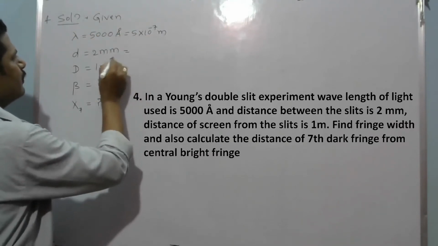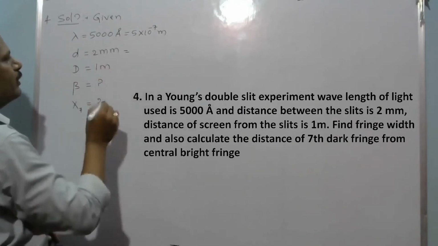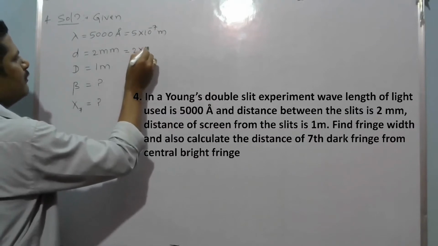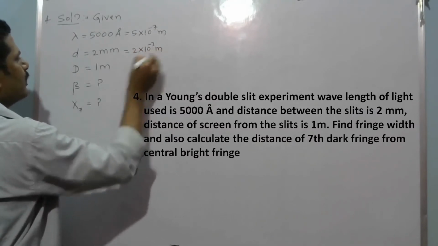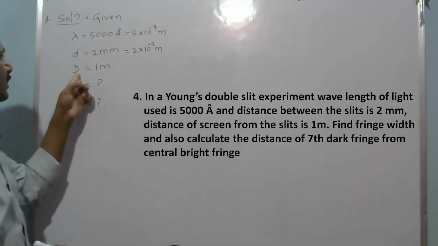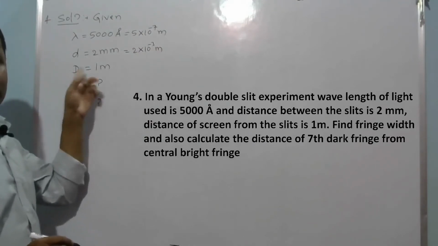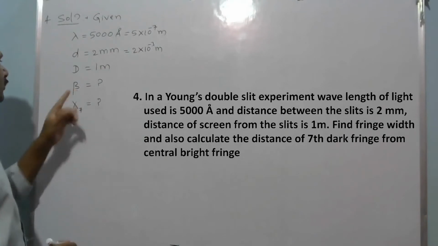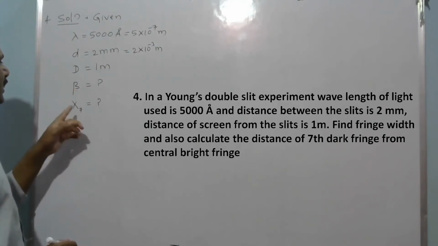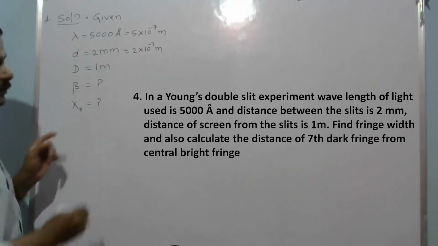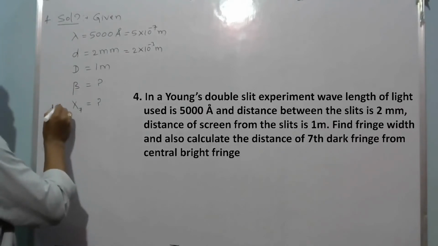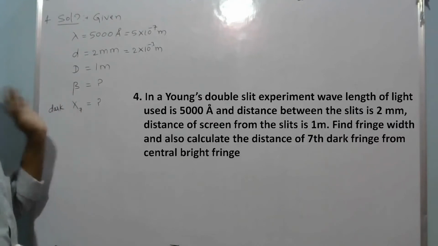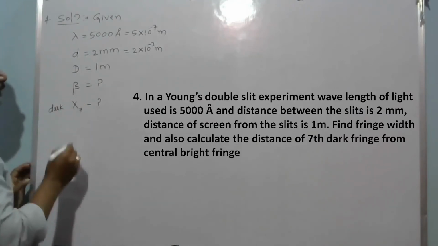Now here you can see distance between the two plates, that is 2 millimeter. 2 milli means 10 raised to minus 3 meter, and the distance between the screen and the slits is capital D, that is equal to 1 meter. Here we need to find out fringe width as well as the distance of the 7th dark fringe from the central fringe. So let's find out first the fringe width.